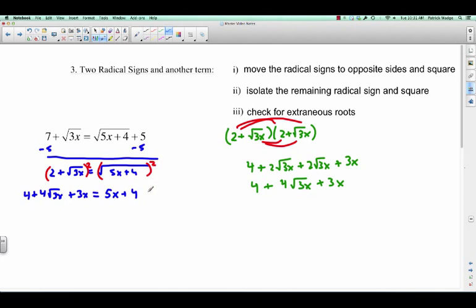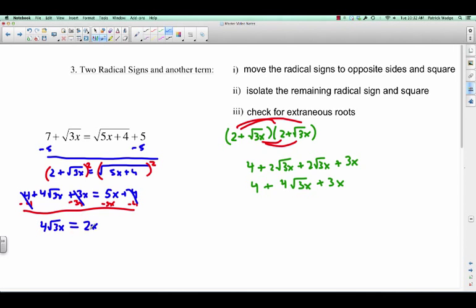Okay, now what we need to do is we need to isolate the remaining radical sign. It's kind of like a type 1 problem now. We got to get that root 3x all by itself. So we can do a couple things at once. We could subtract 4 from both sides. We could subtract 3x from both sides. Let's stop there and see what we got when we do that. So when we do that, we're left with 4 root 3x equals, that's gone, right? That's gone. 5x take away 3x is 2x. And 4 take away 4 is 0, so that's gone too. Okay, that made it a lot easier.